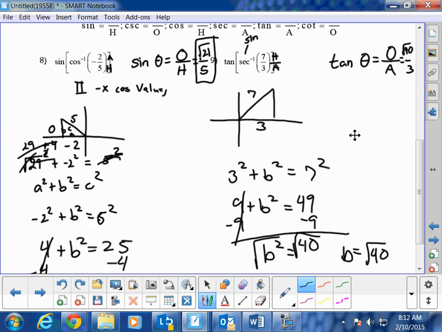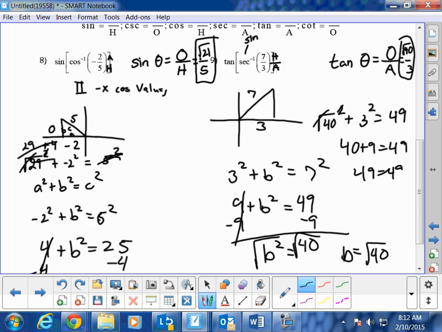Now, again, if you want to verify, just go ahead and plug it in. You got to make sure that it equals. So if you want to verify that the square root of 40 is the opposite, then you just do square root of 40 squared. So that's one of your legs. Plus 3 squared, and that's equal to, oops, equal to 49. And really what I did is 7 squared. These squares cancel out. You got 40 plus 9 equal to 49. 49 does equal 49, so that's the right answer.